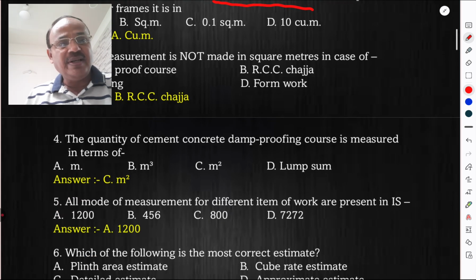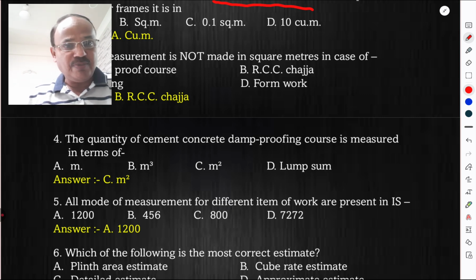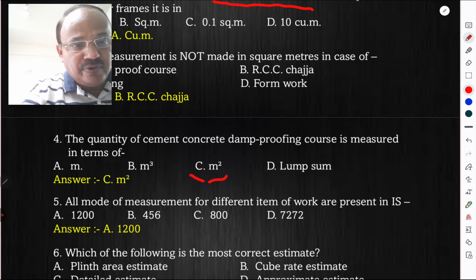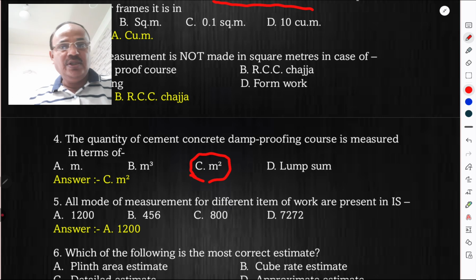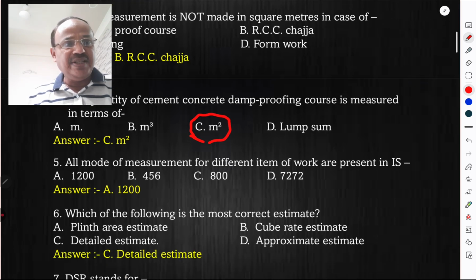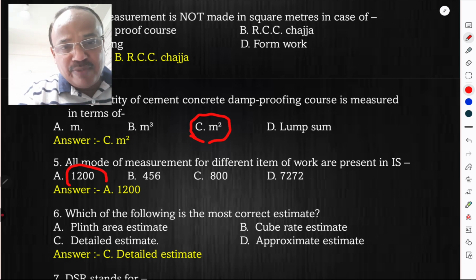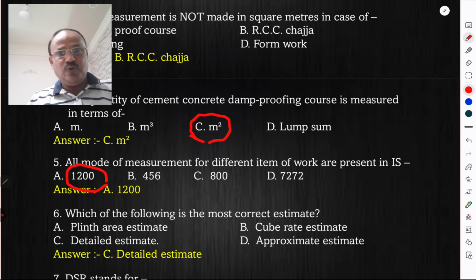The quantity of cement concrete damp proofing course is measured in terms of. So damp proof course is measured in meter or meter square or in meter cube or lump sum. The damp proof course is always measured in meter square. So one must know the unit of damp proof course. Then all modes of measurement for different items of work are present in IS 1200. One must know that for mode of measurement, the IS 1200 is used.